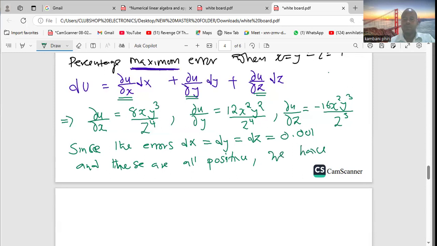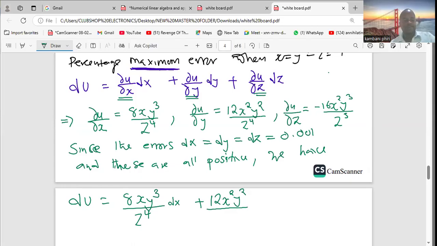We have du being equal to the first part, del u del x is 8x y to the power 3 divided by z to the power 4 dx, plus del u del y is 12x squared y squared divided by z to the power 4 dy, then minus 16x squared y to the power 3 over z to the power 5 dz.